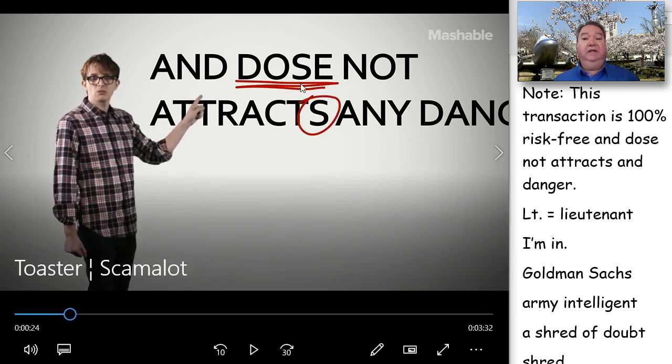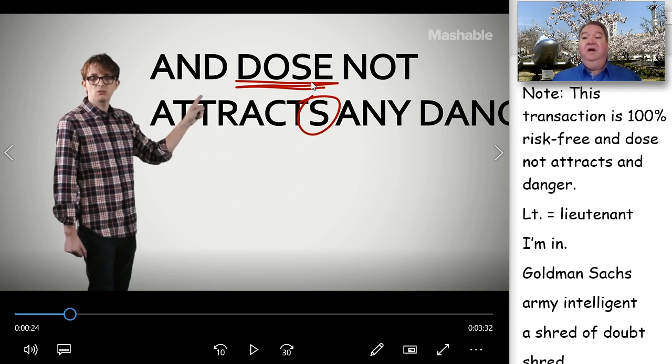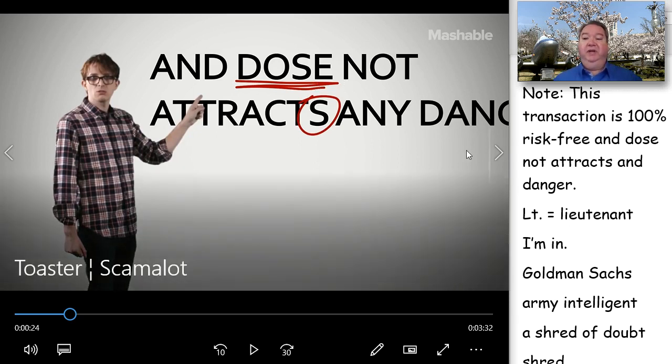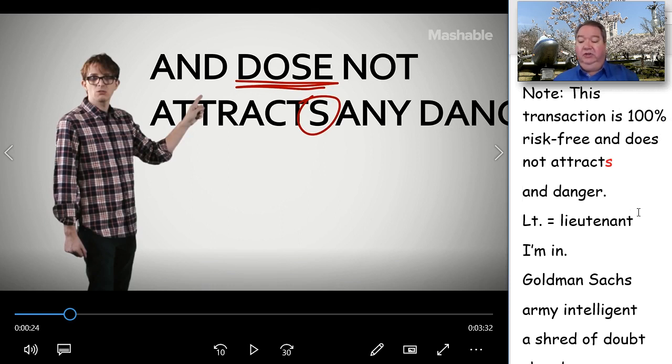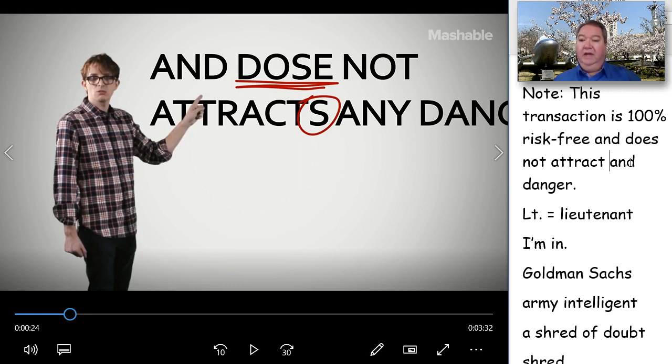Dose not. Remember, dose is a word that we use for medicine. You take a dose of medicine, maybe 1 tablet or a teaspoon of a cough syrup. That's like 1 portion of a medication. Obviously, that should be not "dose" but "does." This transaction does not attract. That is incorrect. That is the correct verb form. So again, we have a subject-verb agreement problem here. So actually, we should say, and does not attract any danger.